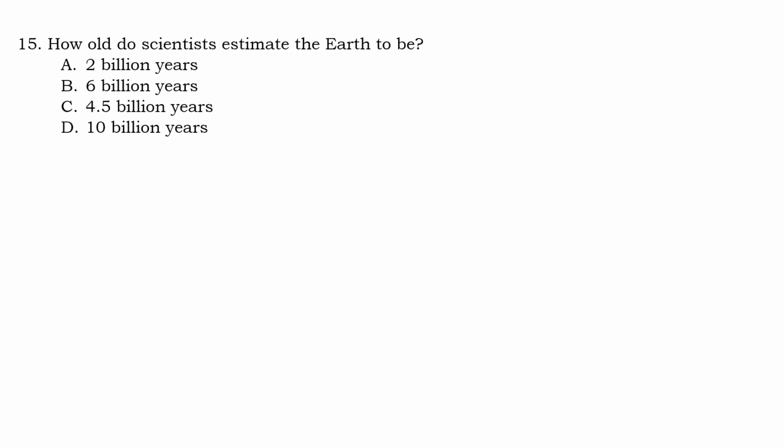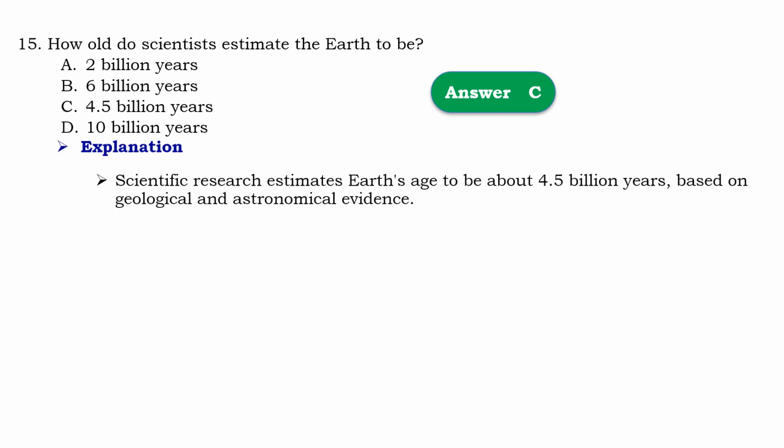Question number 50. How old do scientists estimate the earth to be? So that should be C. 4.5 billion years old. Means that scientific research estimates Earth's age to be about 4.5 billion years based on geological and astronomical evidence.